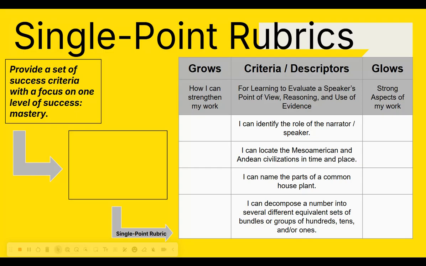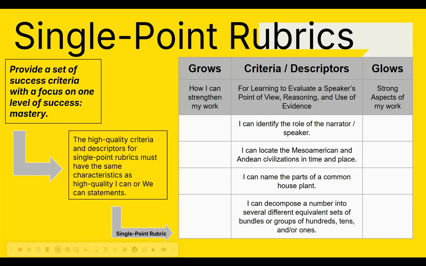And we have some other examples. I can locate the Mesoamerican and Andean civilizations in time and place. I can name the parts of a common houseplant. I can decompose a number into several different equivalent sets of bundles or groups of hundreds, tens, and/or ones. Okay, a little different than just the I can, we can statements, because it is just one set of criteria. And it's high quality criteria that have descriptors for that single point rubric. We must have those same characteristics of high quality for those I can or we can statements.